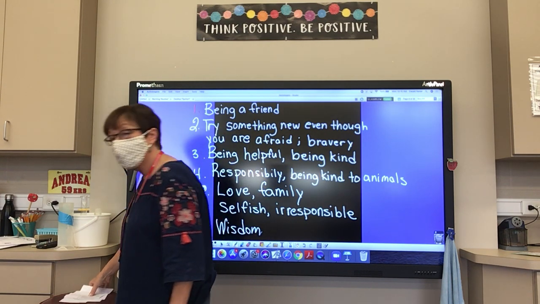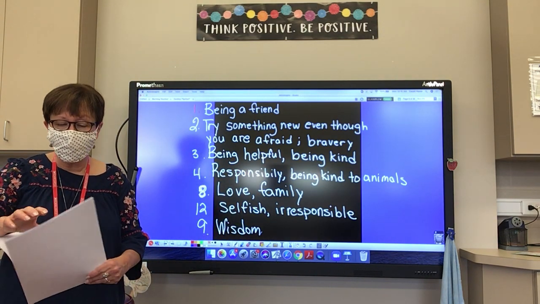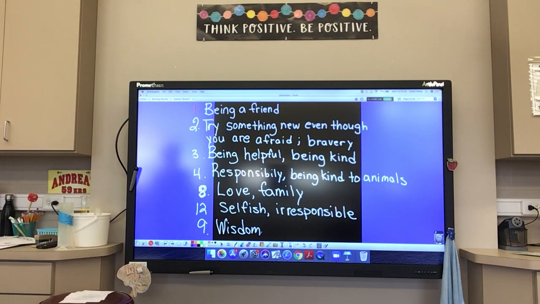Okay. This is all we're going to do. I think we did a good job trying to figure out the theme. You guys did a great job trying to figure out the theme of the little passages. Good job, boys and girls.